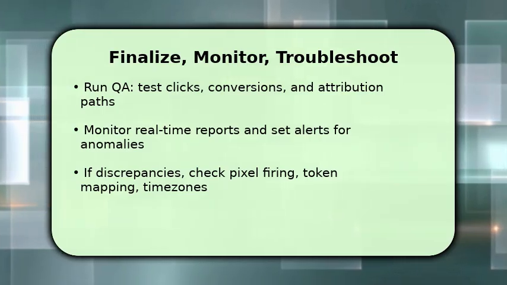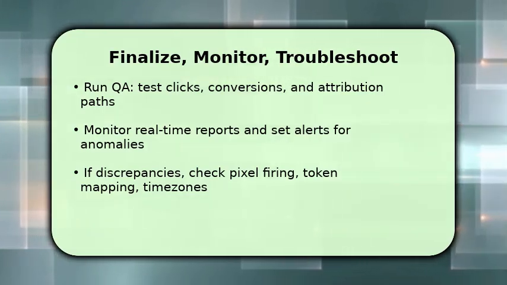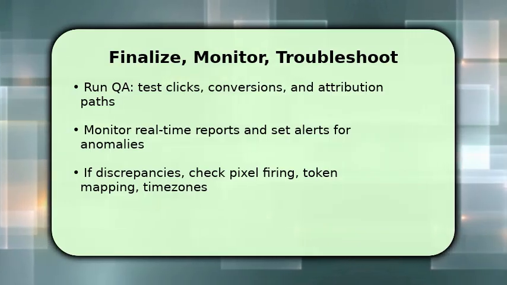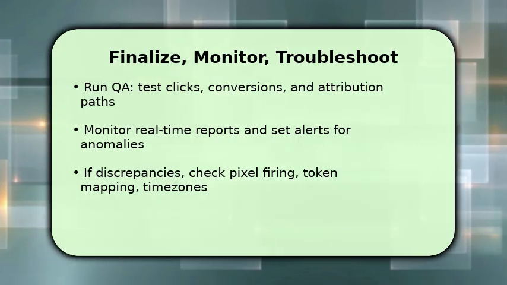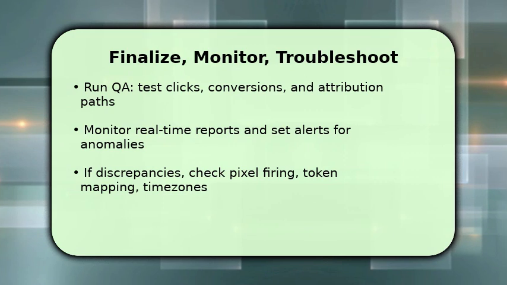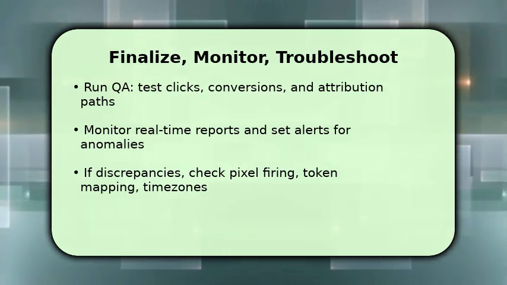Automation saves you time. If things go wrong, check common issues like pixel firing, missing or misnamed tokens, time zone mismatches, or blocked scripts. Fixing these typically restores accurate tracking. Keep iterating on rules and creatives so your impact radius setup stays reliable and growth ready.